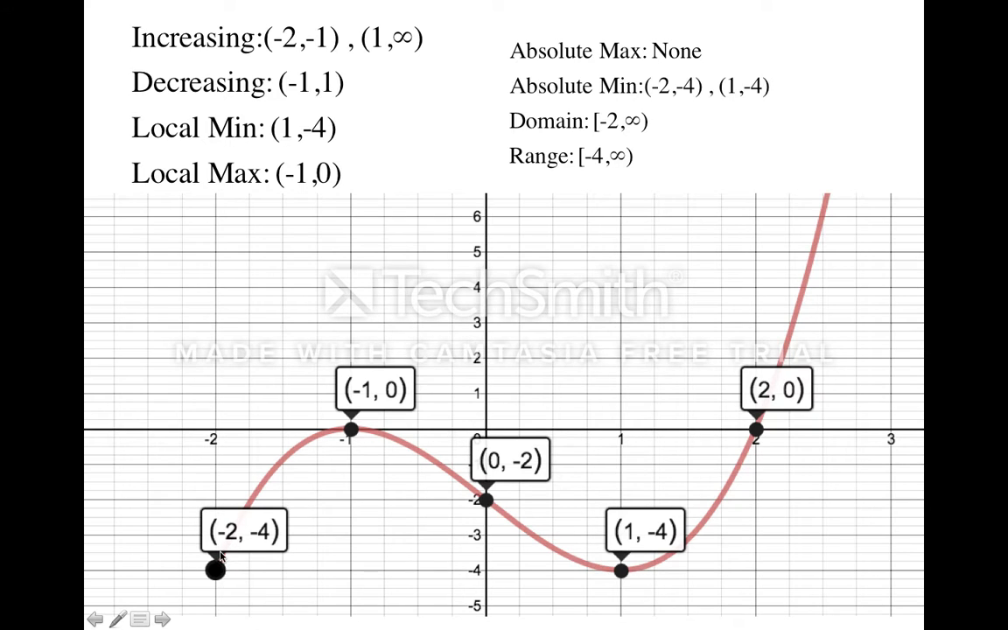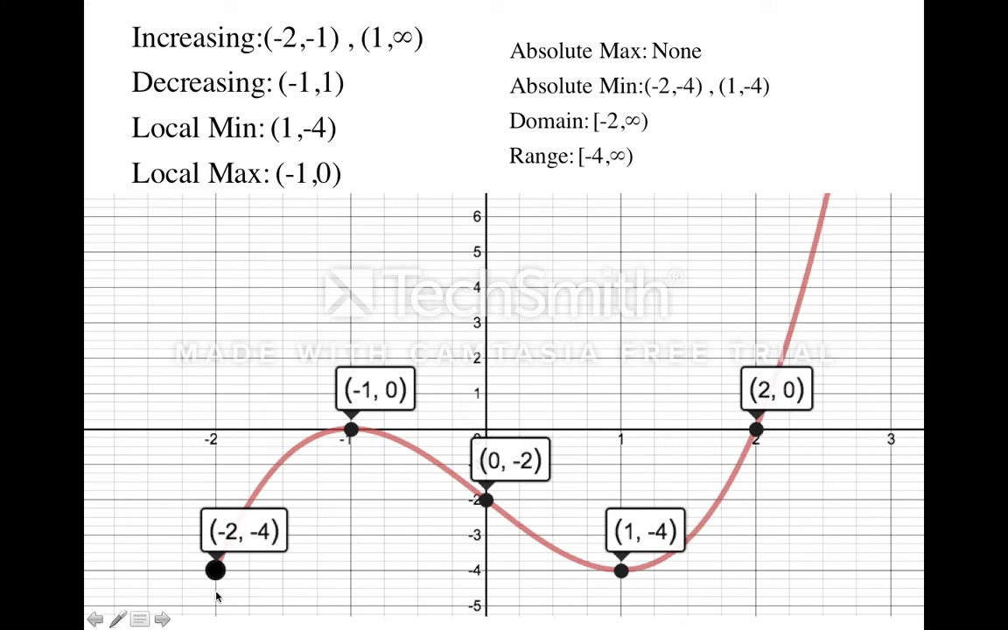Okay, increasing x values, -2 to -1, 1 to infinity. Decreasing in the middle between -1 and 1. Local min, where it switches from decreasing to increasing, x and y value. Local max, where it switches from increasing to decreasing, x and y value. There's no max because the function goes off to infinity.